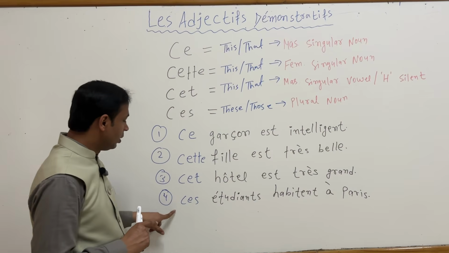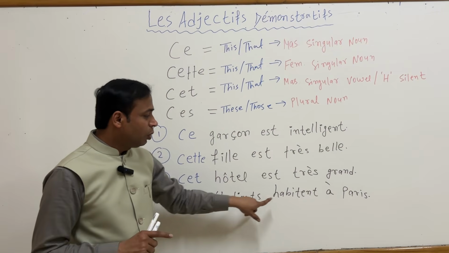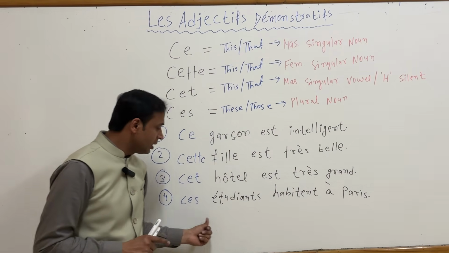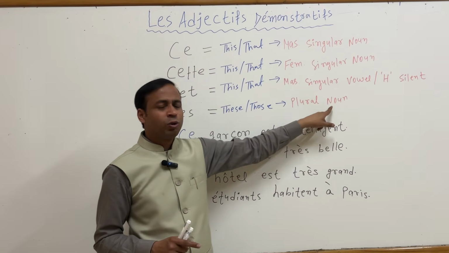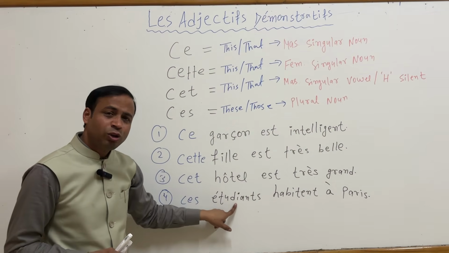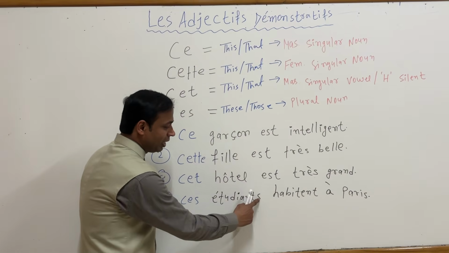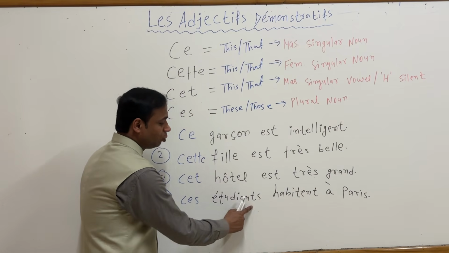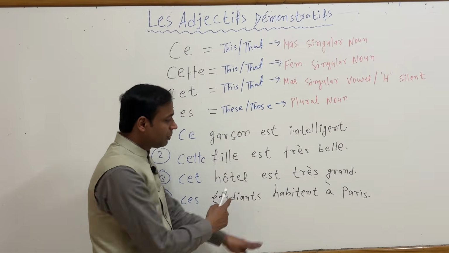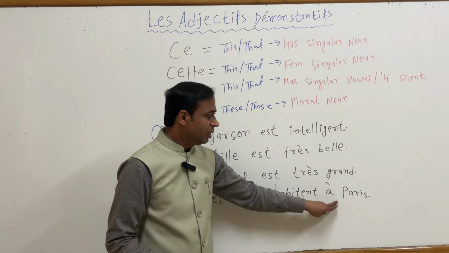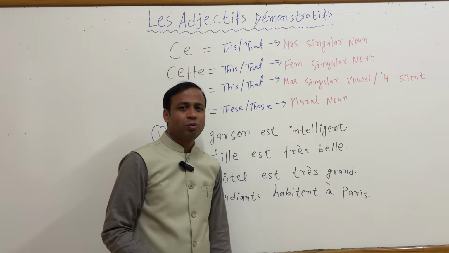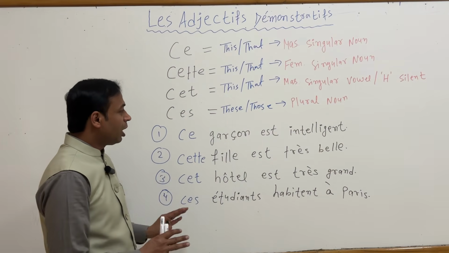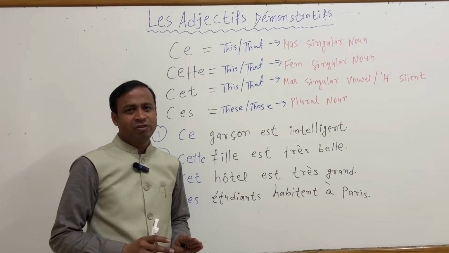Now the fourth example, ces étudiants habitent à Paris. Ces means these, those. Ces will be used before a plural noun, okay. So here étudiants, you can see this is plural, S, this is plural. Ces étudiants, these students. Habitent, live in Paris. Ces étudiants habitent à Paris. These students live in Paris. So this is how we have to use demonstrative adjectives.